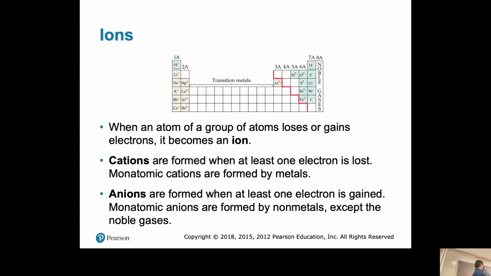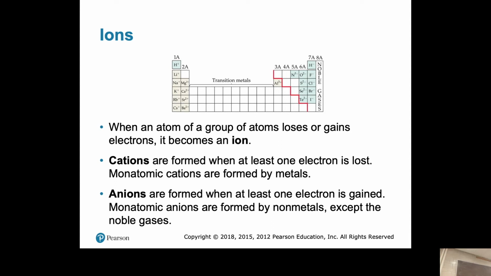Okay. So let's talk about ions now. We've already talked about what happens when you change the number of protons. You change the element, correct? So what happens when you change the number of neutrons? Exactly. You change the isotope. You get a different isotope.